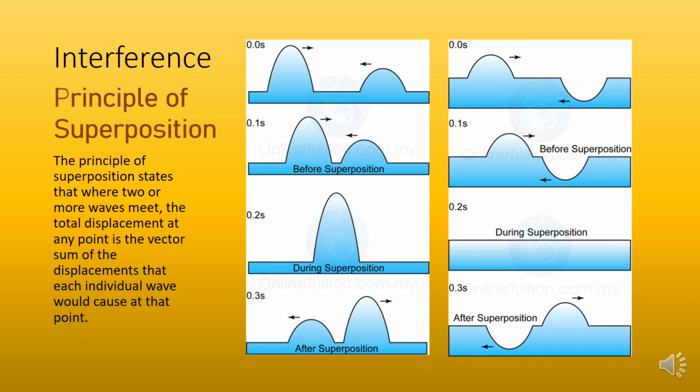The same goes for the right side of this page. We can see one wave has a positive peak, and this one has a negative peak, and then when they meet during superposition, there is no wave. After superposition, it turns back to normal.